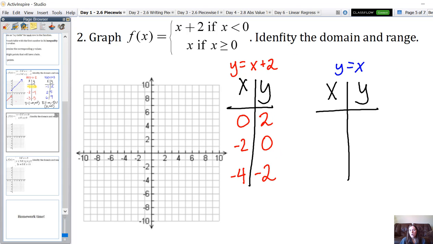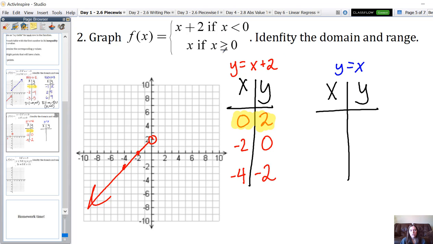Now we're going to figure out if we have any holes. It's strictly less than 0, so at 0, we're going to have that hole. We can plot the point 0, 2, there's a hole there, then -2, 0, and -4, -2. Rough sketch of that line, and we can move on to the next one.